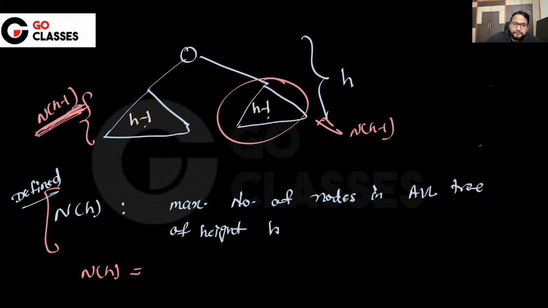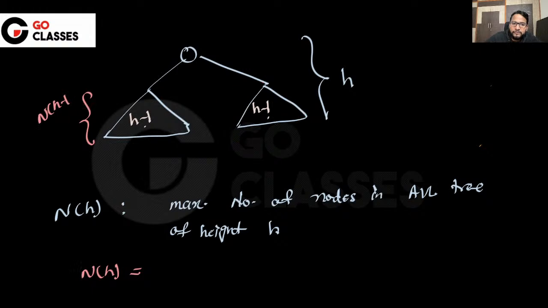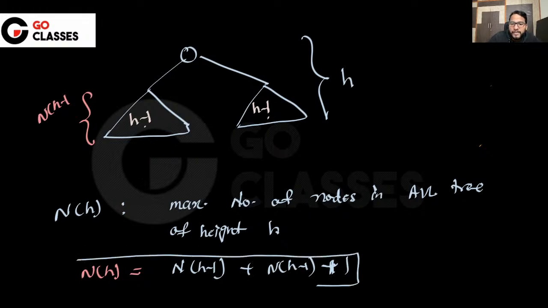So basically, I will say that this nh which I am defining will be equal to nh minus 1, the number of nodes here, plus the number of nodes in the right subtree, plus 1 for the root, right? So this is how you can define your recurrence. And obviously there will be a base case. If height is 0, then the number of nodes is just 1, right?